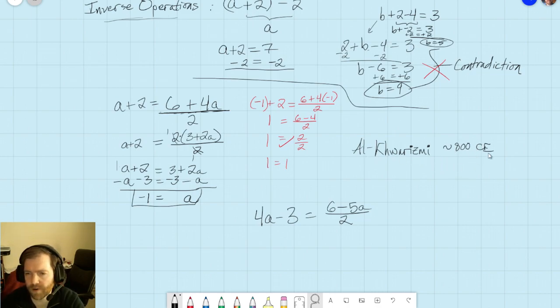So Al-Khwarizmi was around in the 800s, and what he did was he came up with a systematic method of doing what we now call algebra. But back then, his main work was a very large book with a very large title. So the full title was The Compendious Book on Calculation by Completion and Balancing.